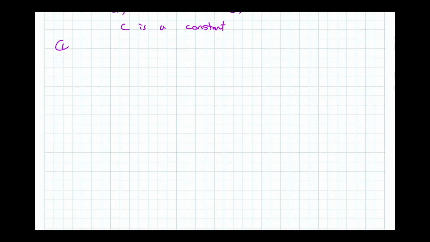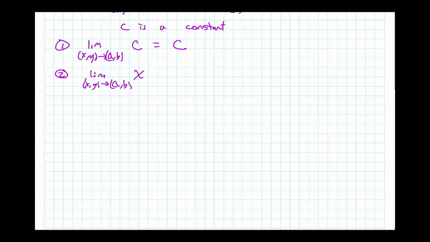Okay, now let's do our laws. So if you do a limit as x, y approaches a, b of c, you just get c, right? Limit of a constant is a constant, exactly like calculus one. If you do a limit as x, y approaches a, b of just x, what do you think you do? Well, x is approaching a, right? So the limit of x should just be a. And if you do the limit as x, y approaches a, b of y, that's just going to be b, because y is approaching b.